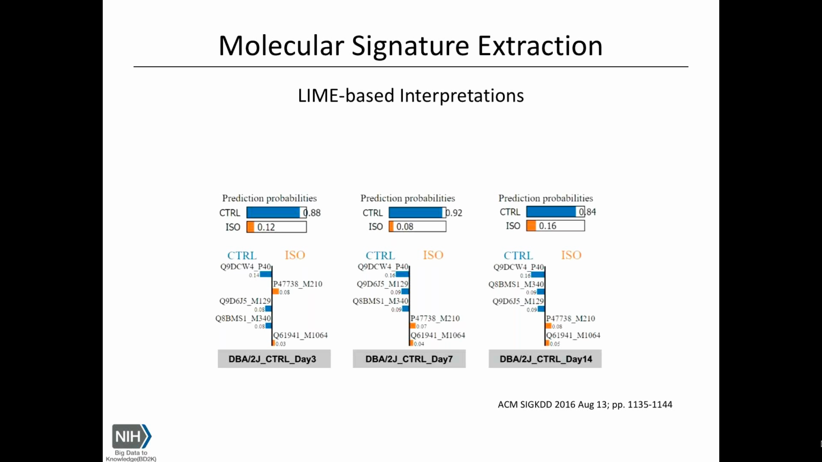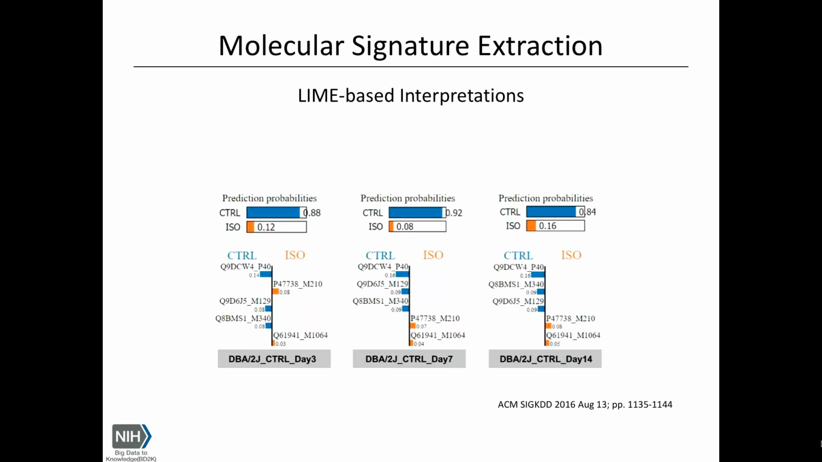So we first looked at 3 samples from the split 6 test data set, which covers days 3, 7, and 14 of the DBA strain from the control group. And we saw that all of these were predicted correctly. And the way to read this figure is that the prediction probabilities are at the top, and they are the original predictions made by the RF classifier. And then below, we have the weights that help determine this prediction.